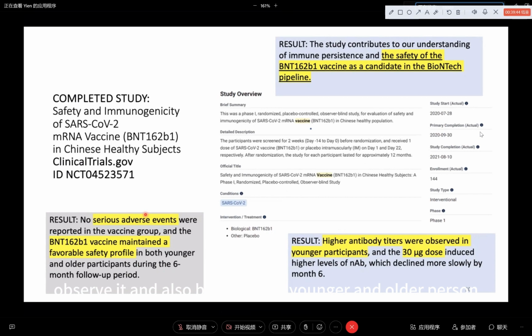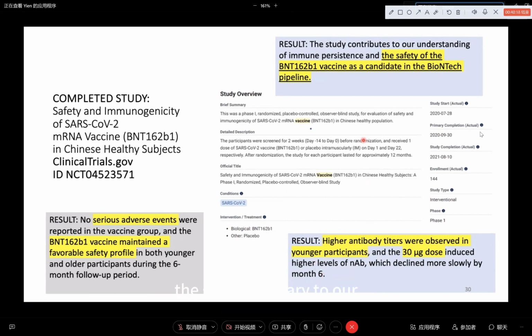And also both younger and older participants during the 6 months follow-up period. The result, the second one had antibody titers. The second one, titers were observed in younger participants. They found out that the antibody rises in younger participants increased more than in older aged ones, and the 30 microgram dose induced higher level of antibody, and this dose also declined more slowly by 6 months. So they knew about how immunogenicity worked in this vaccine.